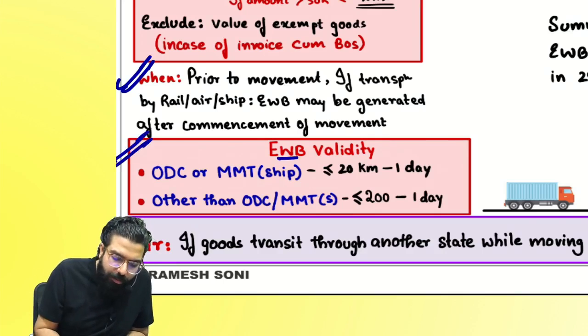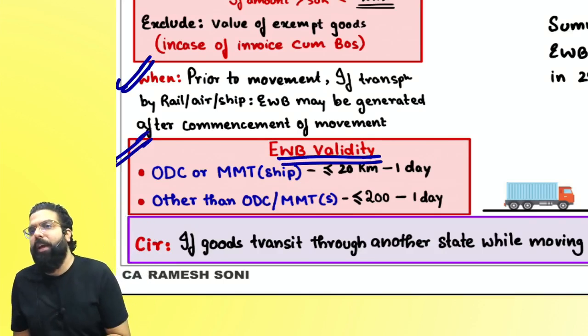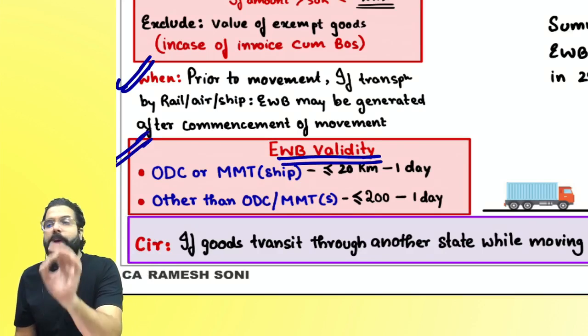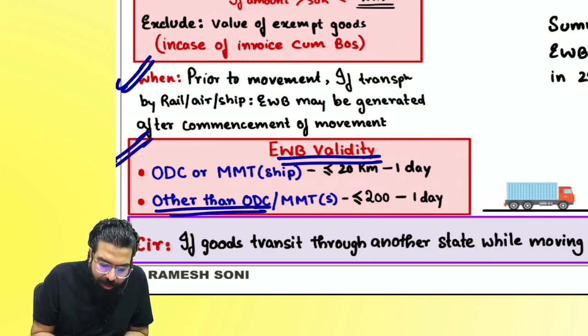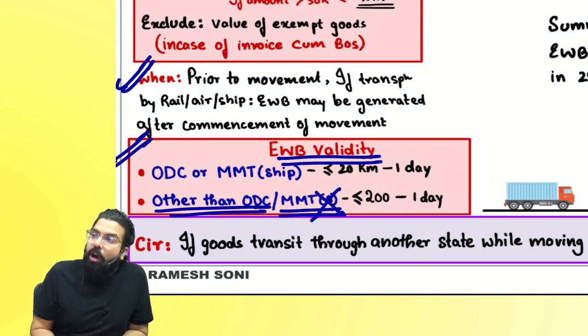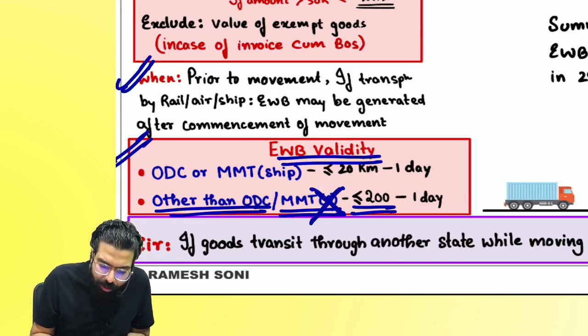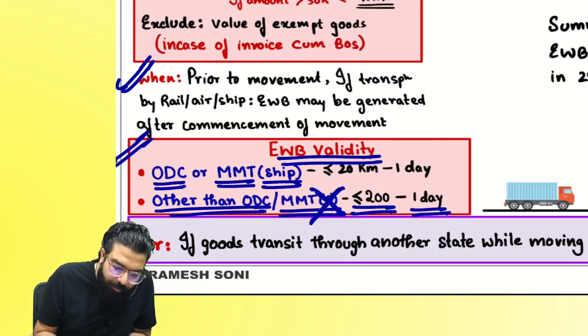Sir, what about the e-way bill's validity? Always remember one thing, if it's a normal cargo, which is other than overdimensional cargo or a multimodal transportation where ship is not involved, you have to say where ship is not involved, and then less than or equal to 200 kilometers, 1 day validity. But overdimensional cargo or multimodal transportation where ship is involved, then less than or equal to 20 kilometers, 1 day.